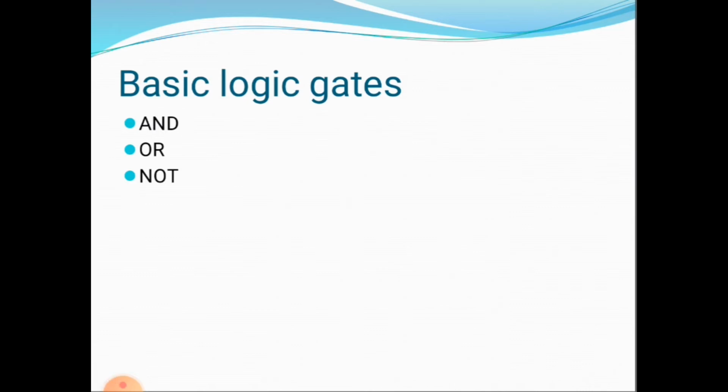Basic logic gates. First is AND gate. Second is OR gate. Third is NOT gate. In Boolean algebra, there are three basic operations: logical multiplication, logical addition, and logical inversion. These logical operations are AND, OR, and NOT gates.